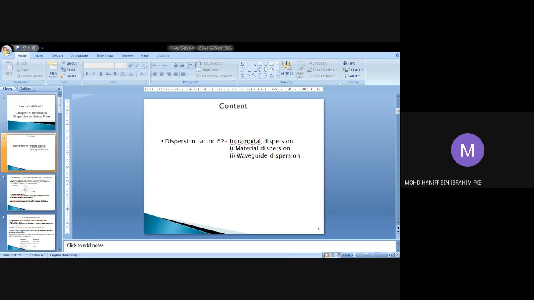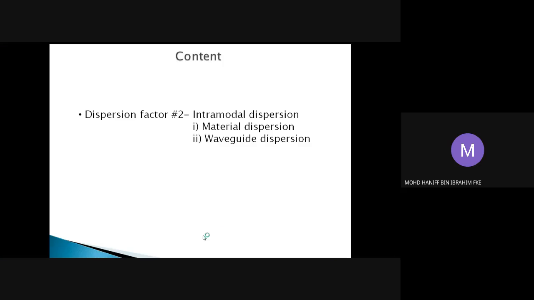Okay, let's go back to the class, to the content of the lecture. Sorry for the interruption just now. So again, there should be two main topics for the intramodal dispersion: material dispersion and also waveguide dispersion. We're going to cover these dispersion types in detail, followed by examples. So hopefully we can finish these topics by today.